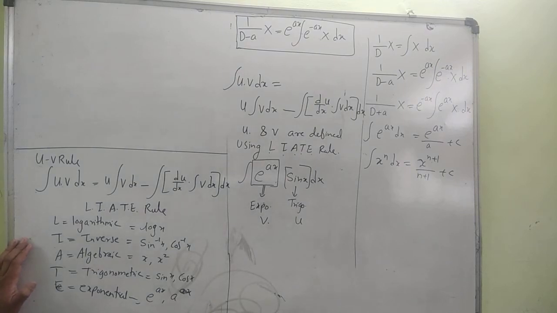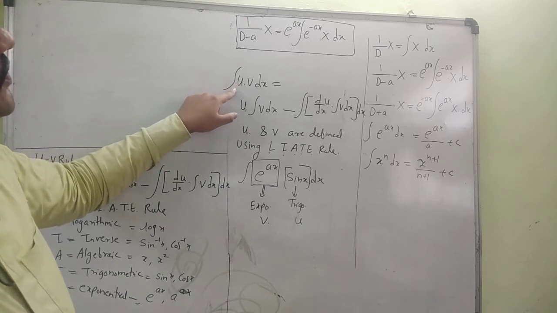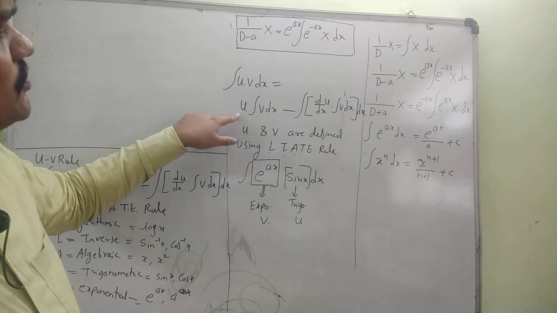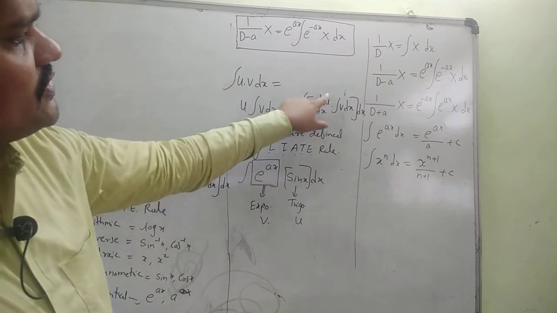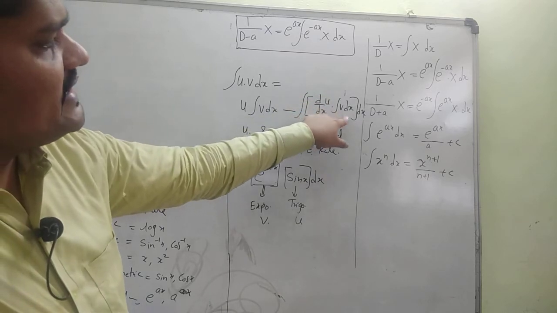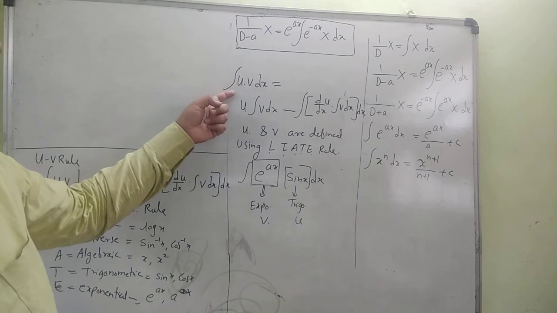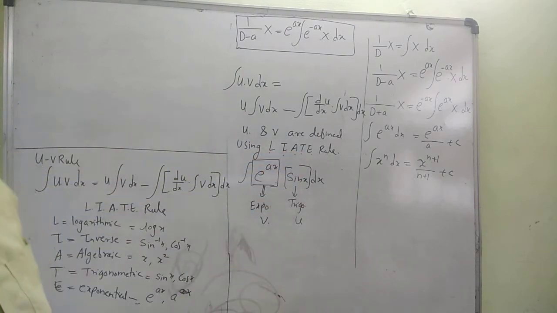So, let us revise it one more time. Integration of u into v dx. We have a formula: u integration of v dx minus integration of d dx of u into integration of v dx, bracket close, dx. And these u and v values are defined using the LIATE rule. Now let us have a detailed numerical.